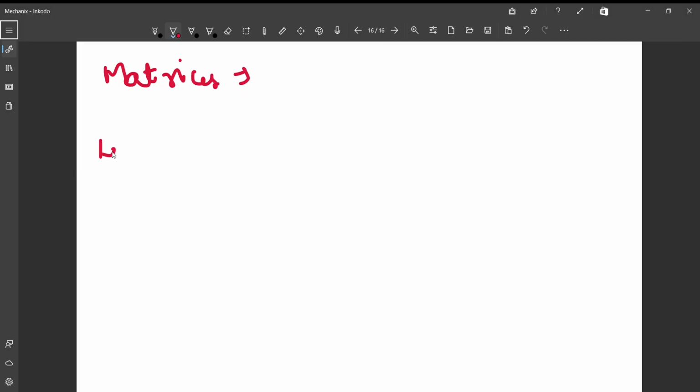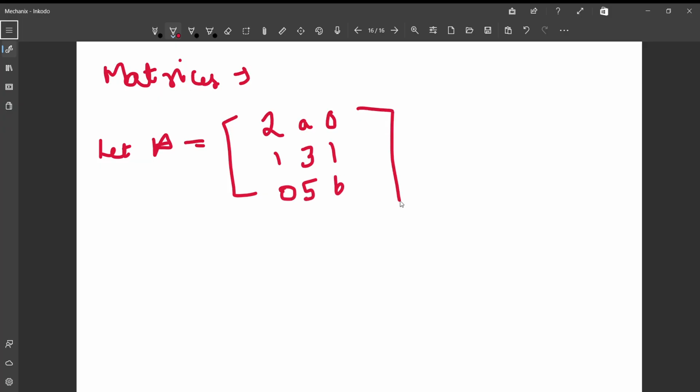Let A equal, with rows 2, a, 1; 3, b, 1; 0, 5, 3. This is a 3 cross 3 matrix, by the way.